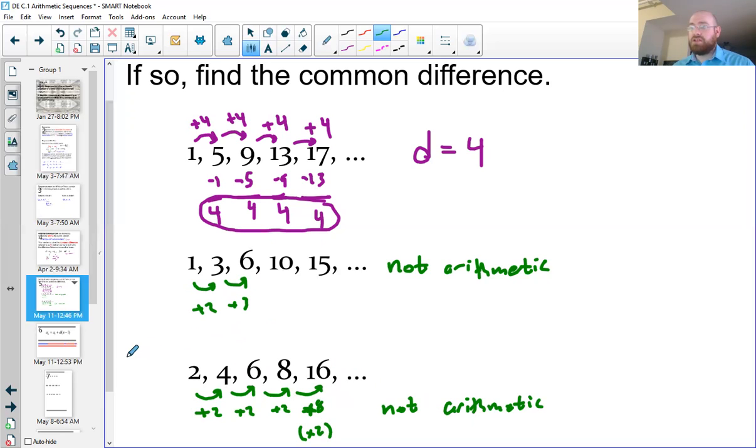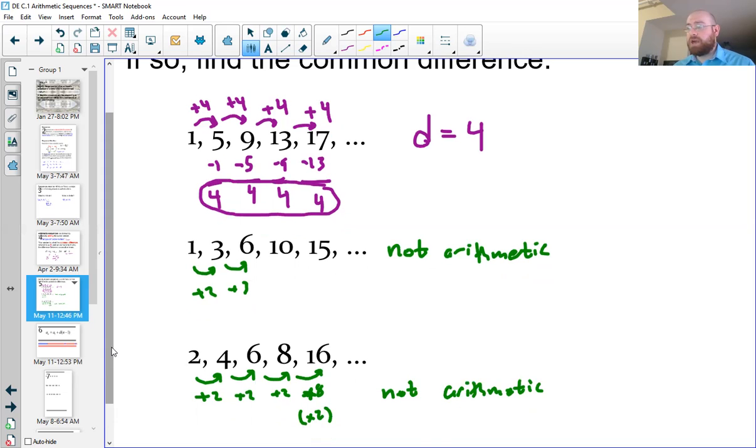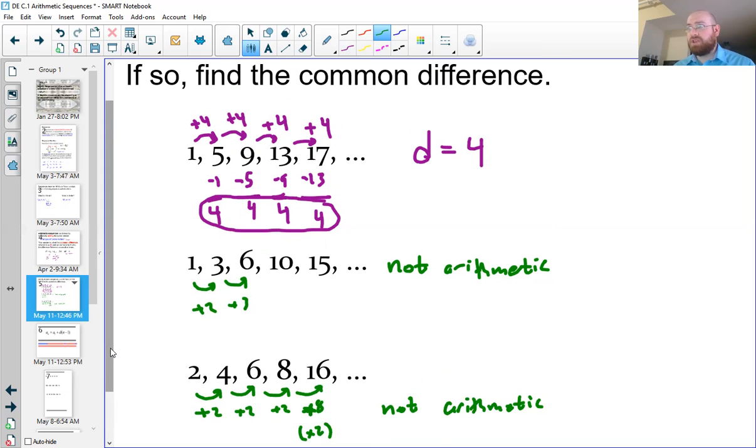In our next video, we're going to look at expressing arithmetic sequences as functions with an explicit rule. So this about wraps up our first video on specifically arithmetic sequences and the second video of this lesson.